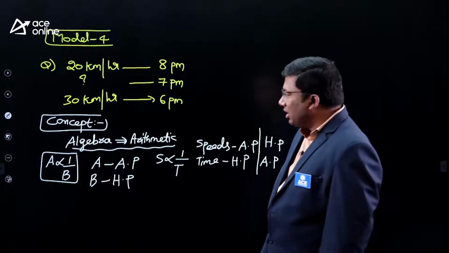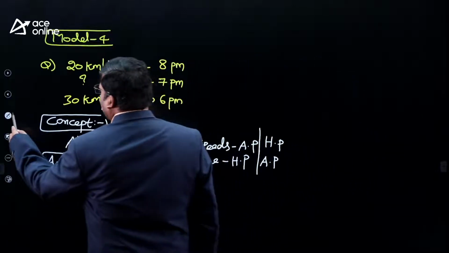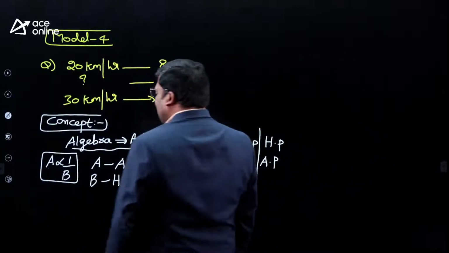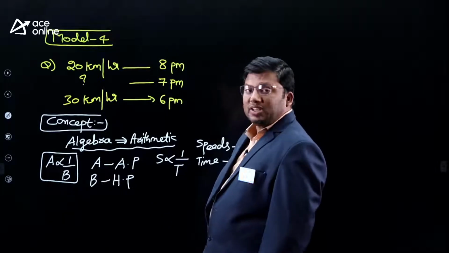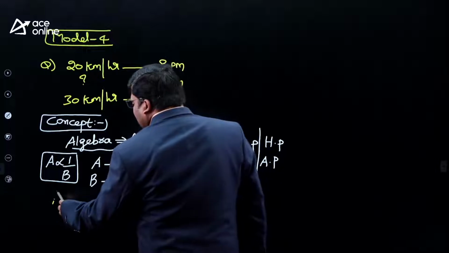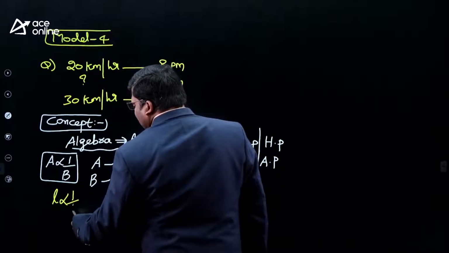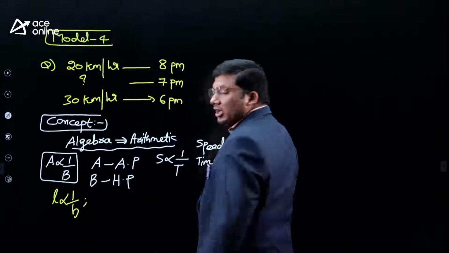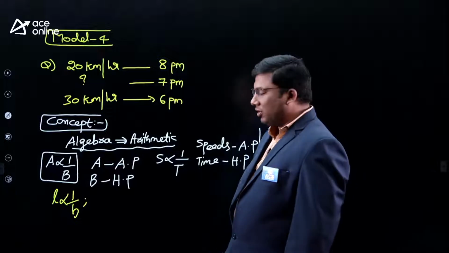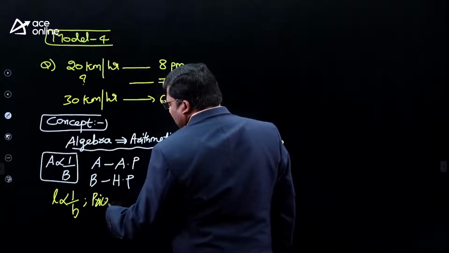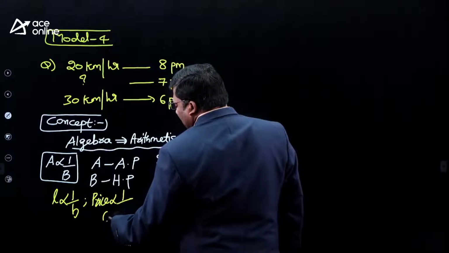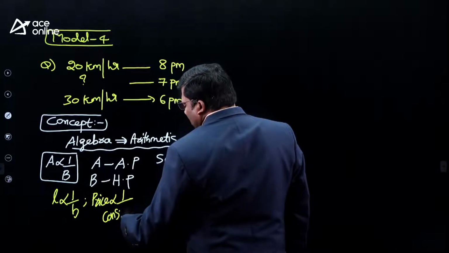Speed and time are inversely proportional to each other. In this question, there could be some other values. Length is inversely proportional to breadth. If the length is in AP, breadth will be in harmonic progression. If the price increases, consumption decreases. Price and consumption are inversely proportional to each other.